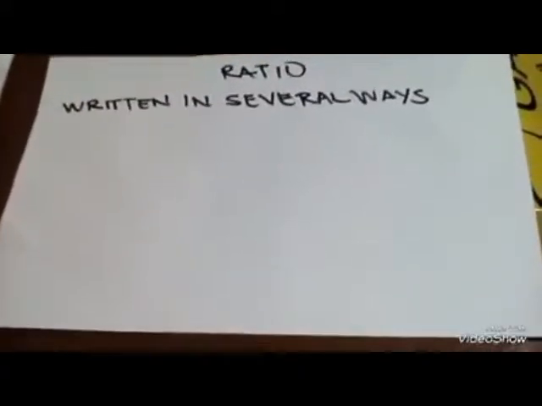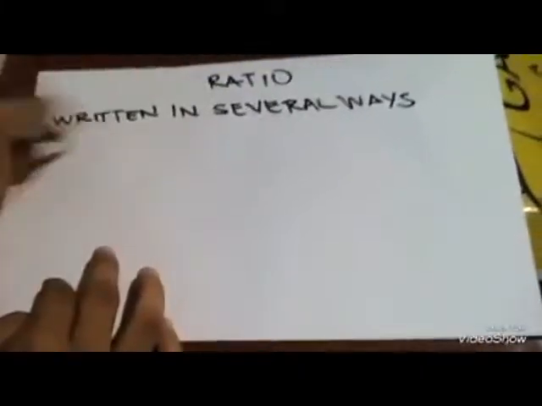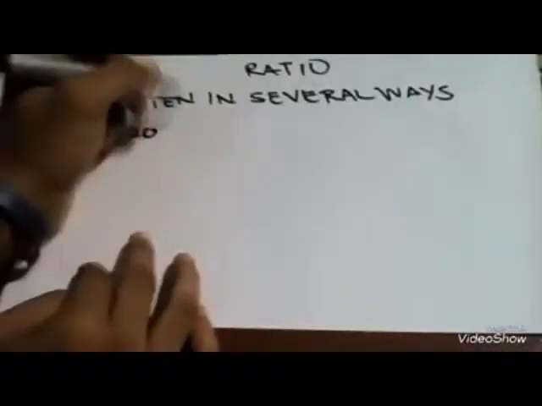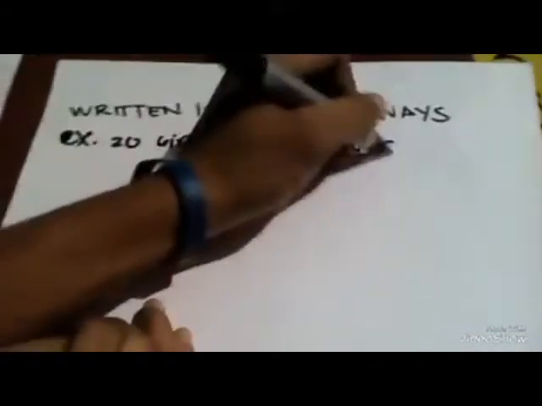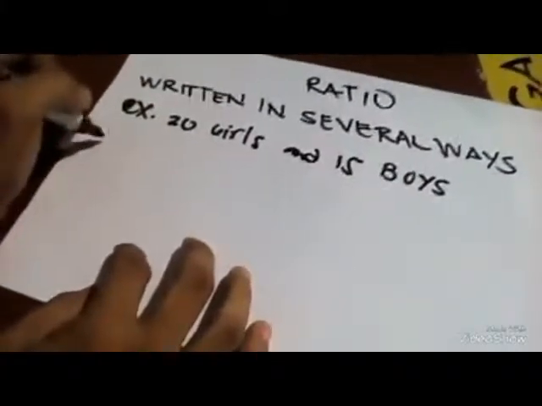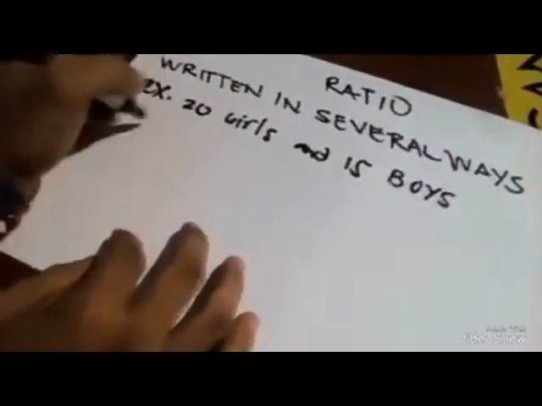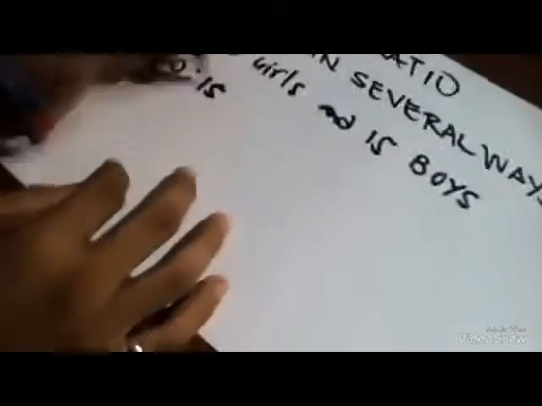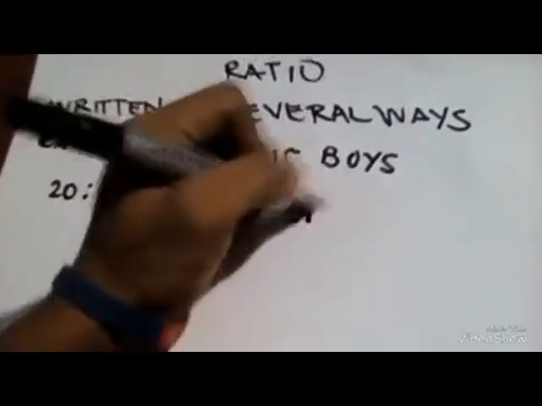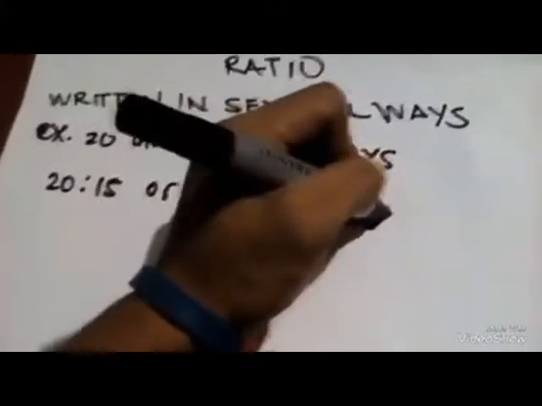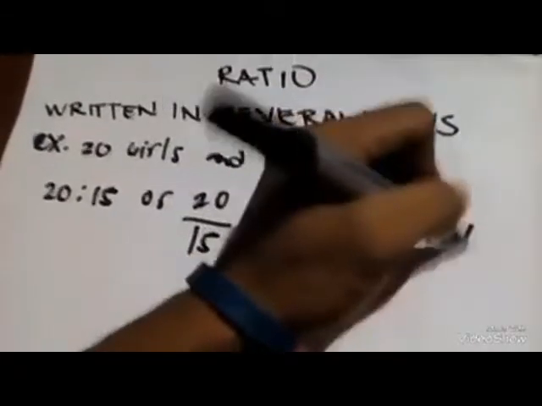It can be written in several ways. For example, 20 girls and 15 boys. We can write it as 20 is to 15, or 20 over 15, or 20:15.